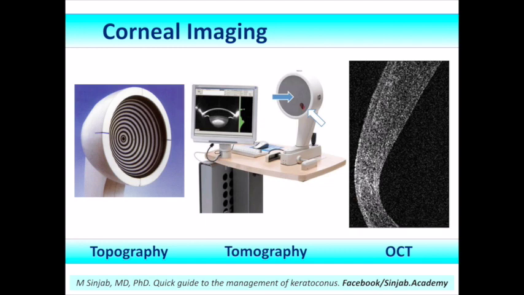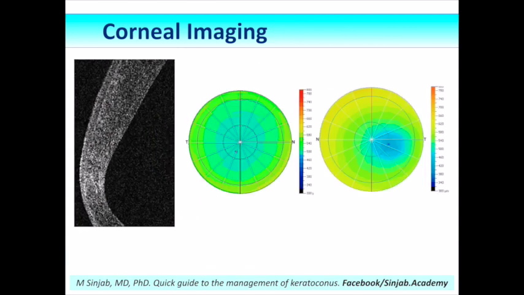The first one is topography. After that came the tomography, which is based on slit scanning such as Orbiscan or on Scheimpflug image such as the Pentacam, Cyrus, or the Galilei. And finally, we have the OCT, the anterior OCT.